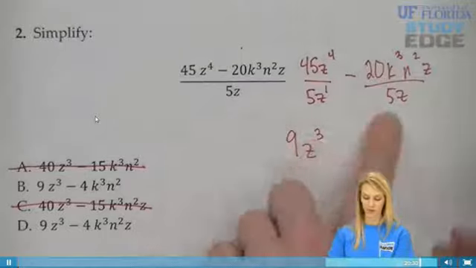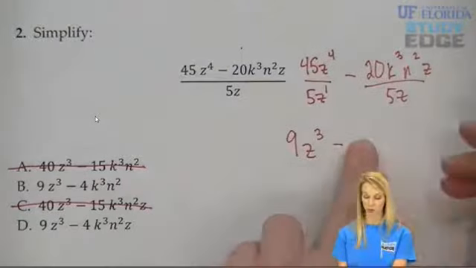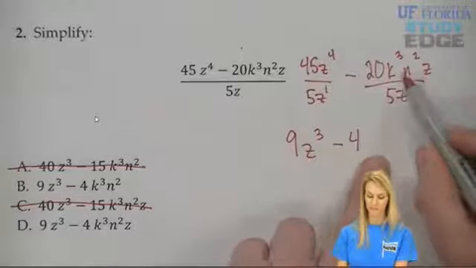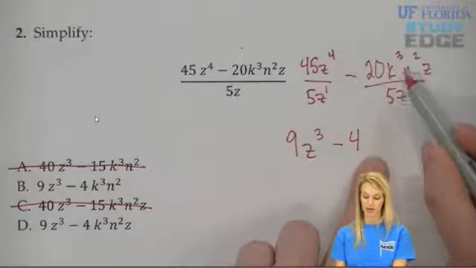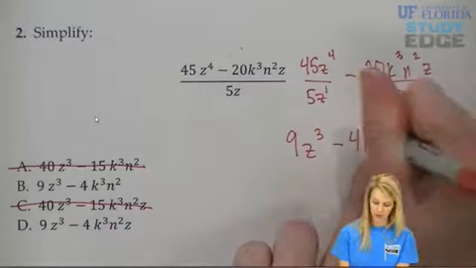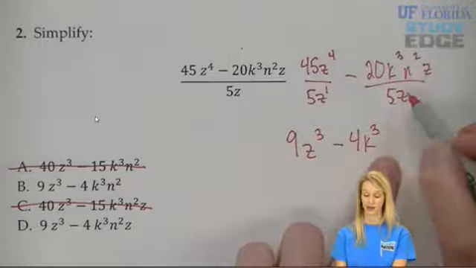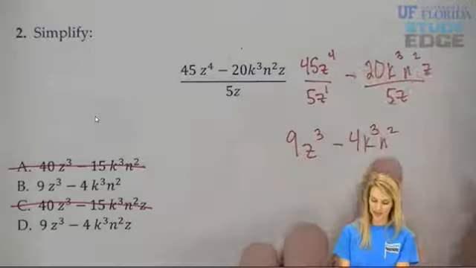All right, a negative over a positive, we're going to get a negative. 20 divided by 5. 20 divided by 5 is 4. All right, let's look at our k's. Are there any k's on the bottom? Nope. So the entire k to the 3rd is going to be on our top. Let's look at our n's. Are there any n's on the bottom? Nope. So the entire n squared is going to stay here.